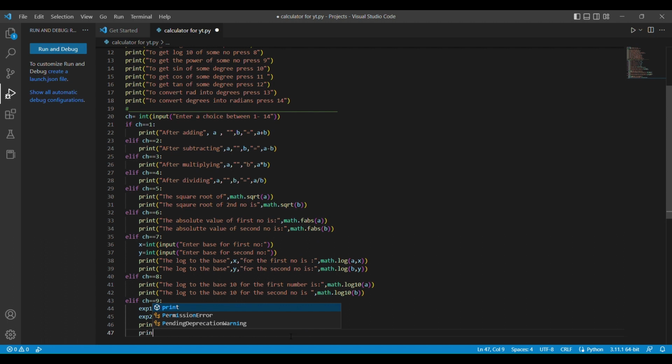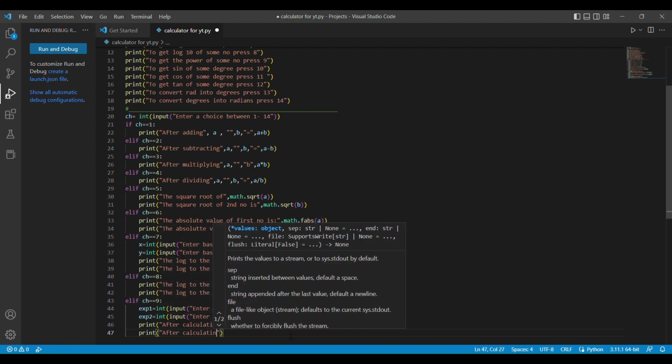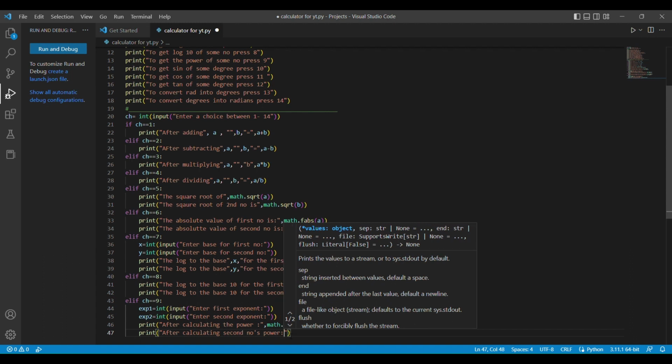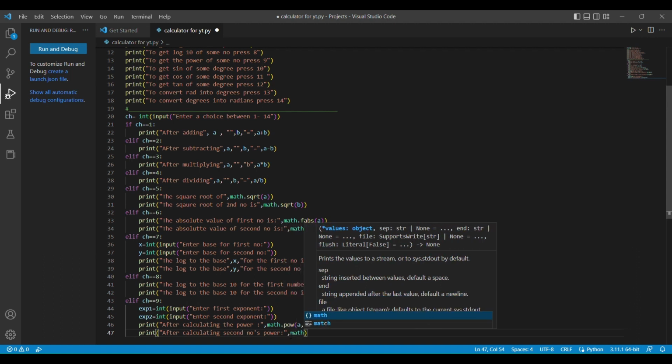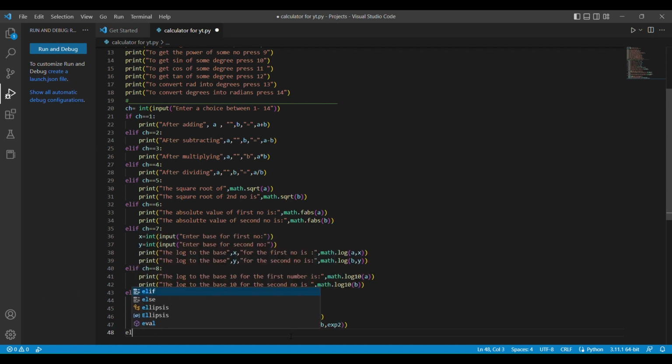Okay, so print after calculating second number's power, math dot pow b comma exp2. Done. Then elif. I will also provide this code in GitHub so that you can copy paste it, but I recommend you just listen to the explanation and try to create it by yourself.